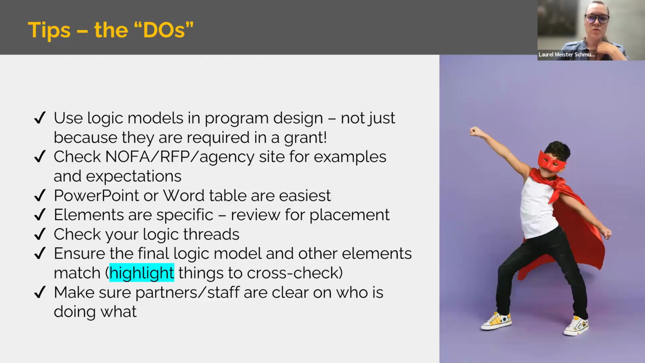Make sure that your elements are specific and that you're reviewing for exactly where that item should be placed. So is it an action or is it more of an outcome or output? Ensure that it matches with other elements of your proposal. One trick we like to do is just to highlight things that are specific details to cross-check. So these might be numbers that you need to make sure follow through in the rest of the application, more specific details to mention.